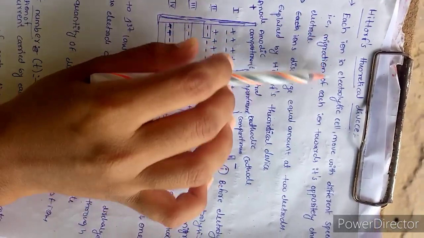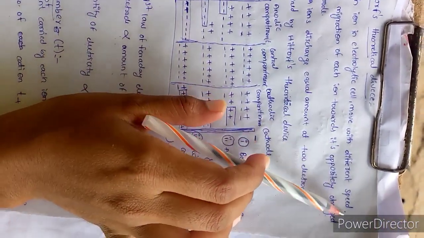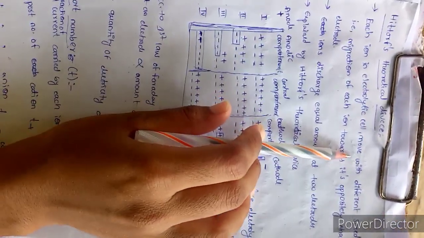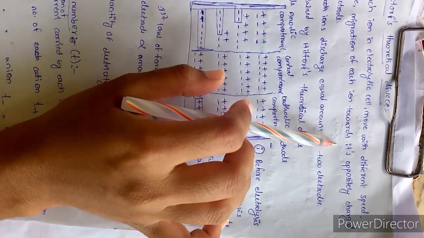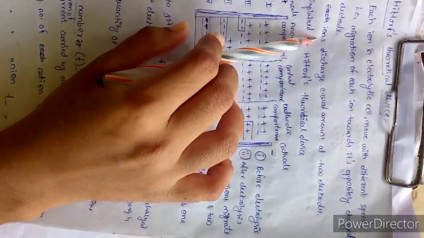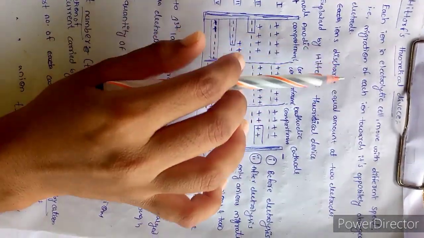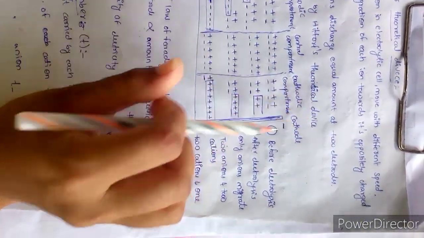First, see, each ion in an electrolytic cell moves with a different speed. Each ion has a different mobility. Migration of each ion towards its oppositely charged electrode is different. Even though the ions have different speeds, the discharge at each electrode is the same.